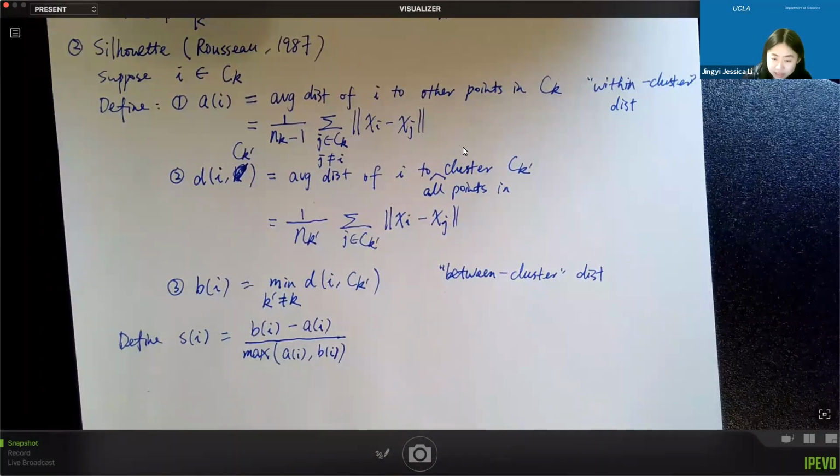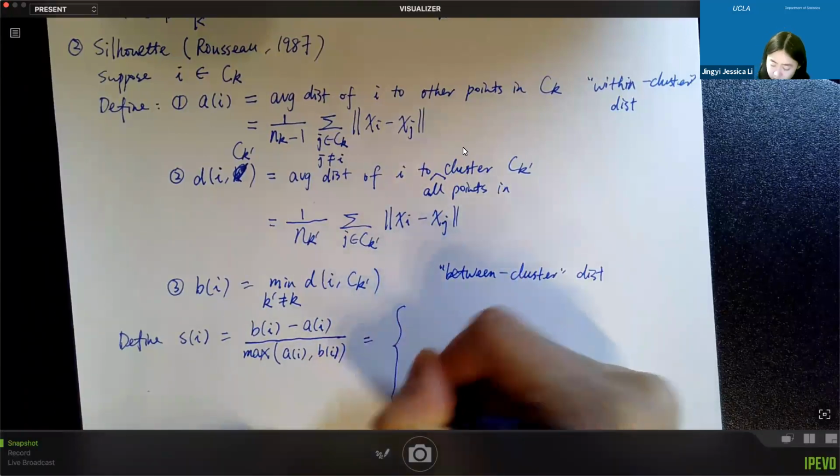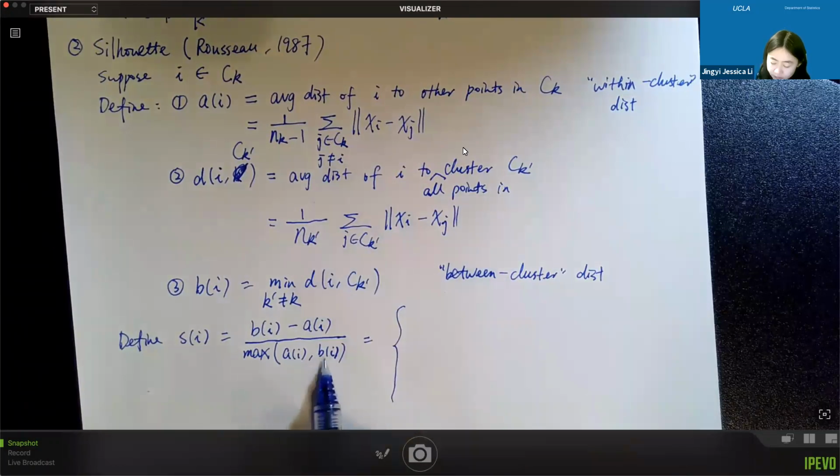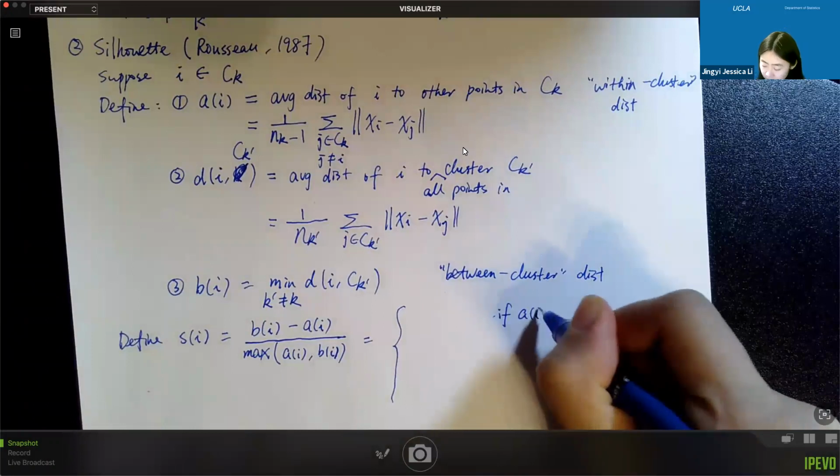We can actually see that ourselves. So let's just talk about the cases of the order between AI and BI. Let's first think about the case if AI is less than BI.